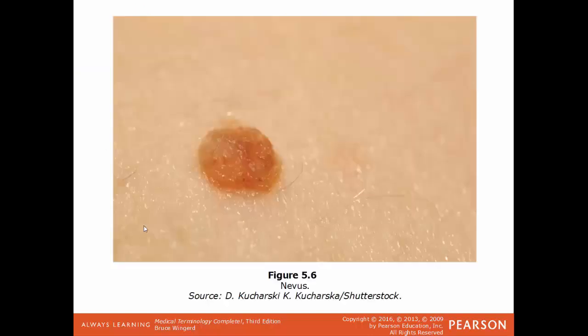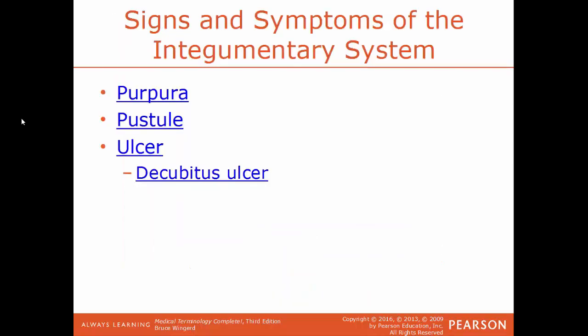Here's an example of a nevus, which is a birthmark or a mole. Purpura, this is very related to petechiae. These are indicated by bleeding underneath the skin. But with petechiae, those are very, very small, almost pinpoint size, and those tend to be more reddish in color. Purpura are going to be a little bit larger and will usually appear purple in color. But they both reference the same overall condition, where there's bleeding underneath the skin.